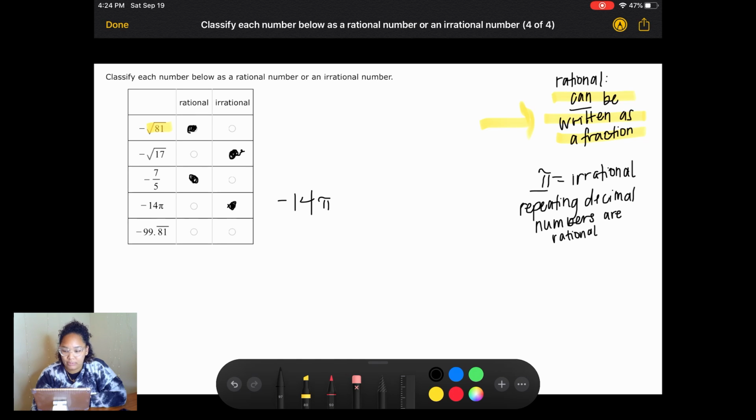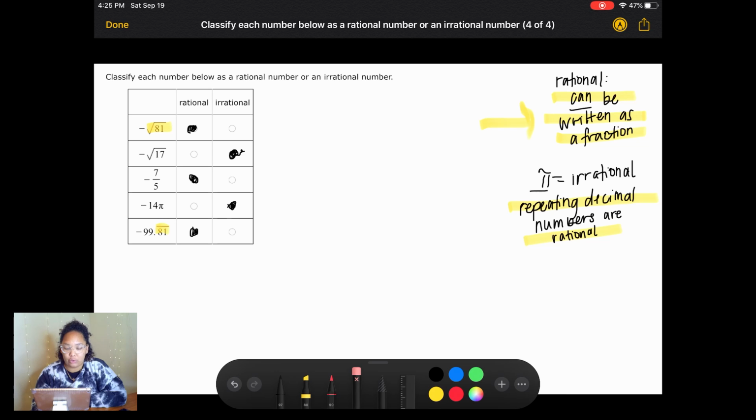Now lastly, negative 0.81, and the 81 repeats. Remember, that's what that bar on top means. So if it is a repeating decimal, it is rational. It can be written as a fraction. So this right here is rational.